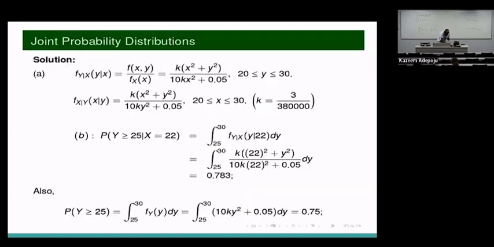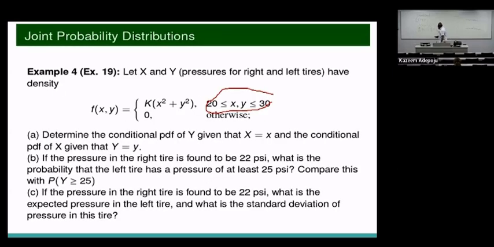If you basically want to show that, what you're going to do is integral 20 to 30, 20 to 30, k into x squared plus y squared dx dy must be equal to 1. Then you need to solve for k. Okay, so you can try that. So solving for k, you're going to get a result for k.